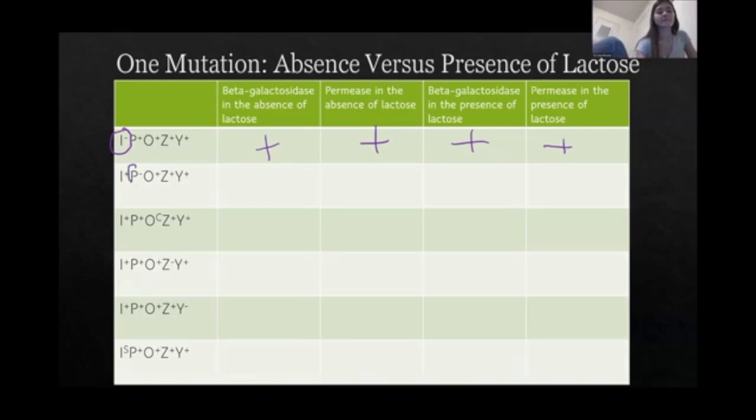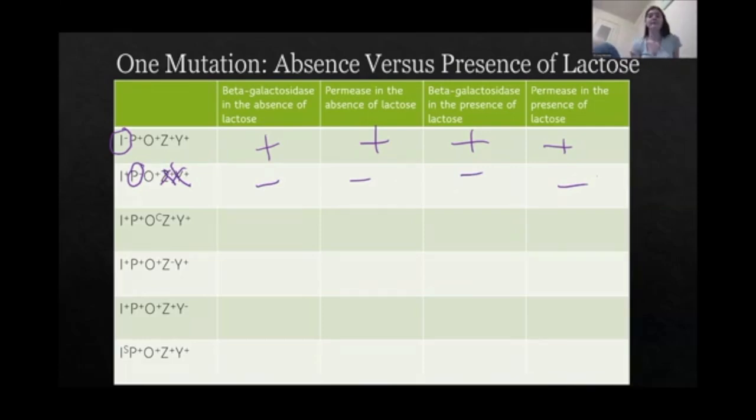In the second one, our promoter is mutated. That means the RNA polymerase can't bind. If RNA polymerase can't bind, we can't make Z and we can't make Y because we're not able to transcribe at all. So no matter what the conditions are, we're never going to make anything. RNA polymerase can't bind.